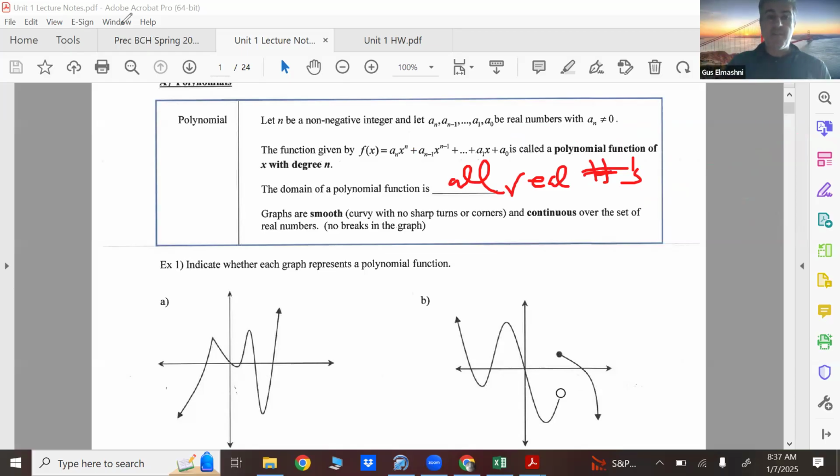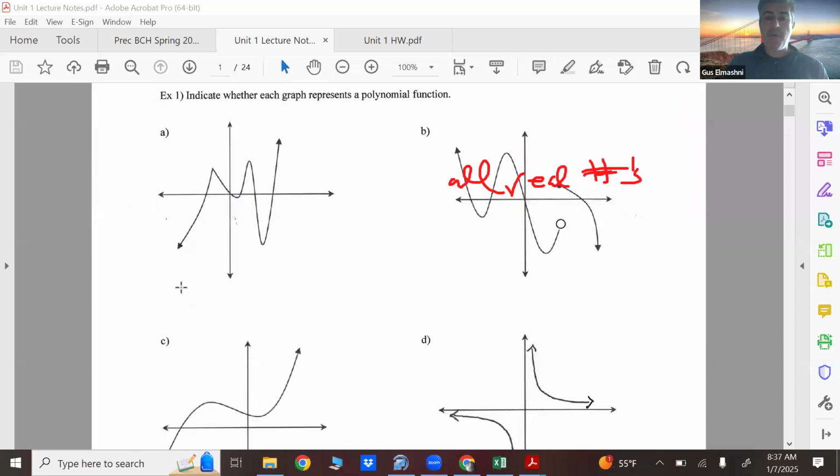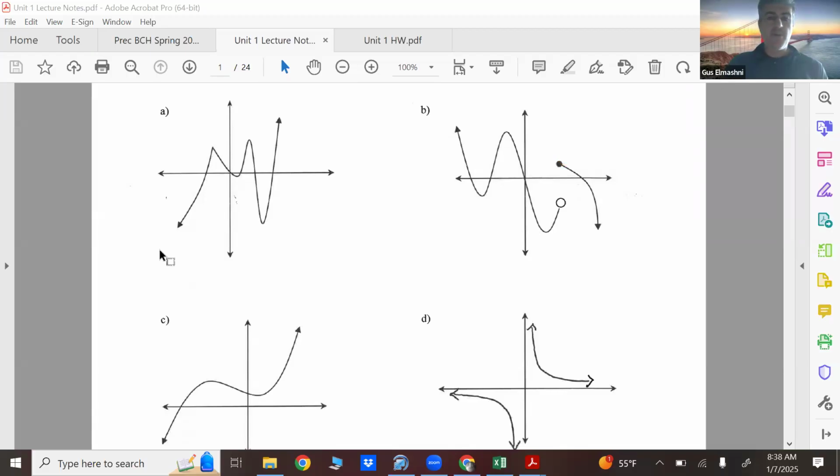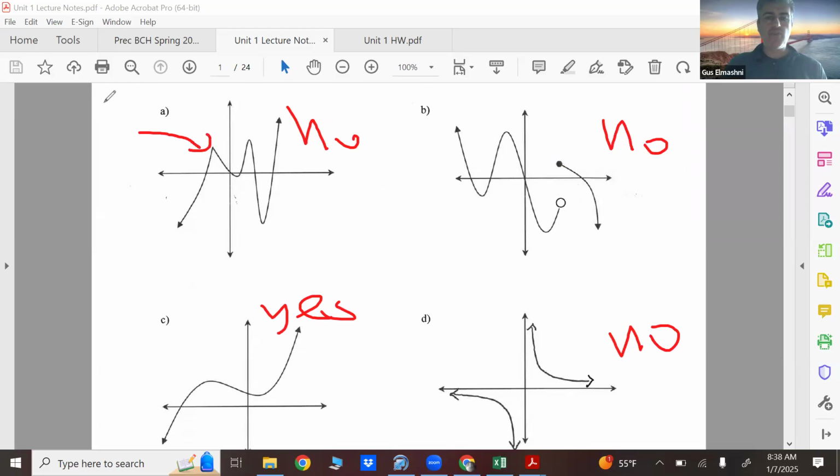Now let's investigate the graphs in example 1 and see whether they represent a polynomial function. We'll give our reasons as well. Only one of these is a yes. The rest are no. Which one's a yes? C. Totally C, right? 100%. That's a yes. No, no, and no. Sharp corner.